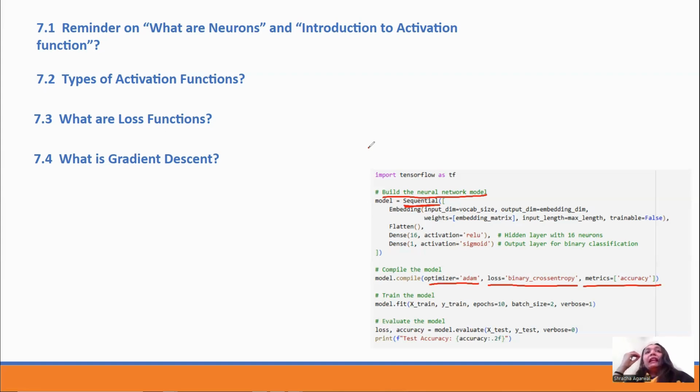So today, the lecture is about this. First of all, we'll do a reminder on what neurons are, and then I will provide you the introduction of activation function. This basically is a summary from lecture 6, but it is very important for me to revise it here because everything is built upon that problem. Then we'll talk about types of activation functions. After that, we'll talk about what loss functions are. And then we'll talk about what gradient descent or backpropagation is. Without further ado, let's dive deep.